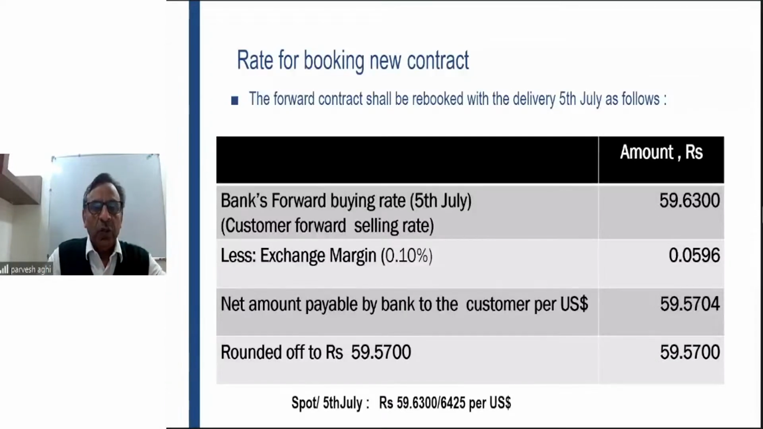Okay, fine. So the bank's forward buying rate is now, they are going to buy dollars from the customer, or the customer is going to enter into a forward selling contract, which is 59.63. So the bank enters into a contract to buy these dollars at 59.63. The exchange margin is 0.10%, which is going to be reduced, and the net amount payable by the bank to the customer would be 59.5704. If you round it off, it will come to 59.57. So this will be the new contract. So the customer has cancelled the old contract and he has booked a new contract for 5th July.